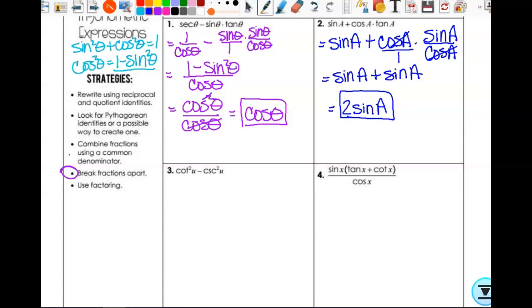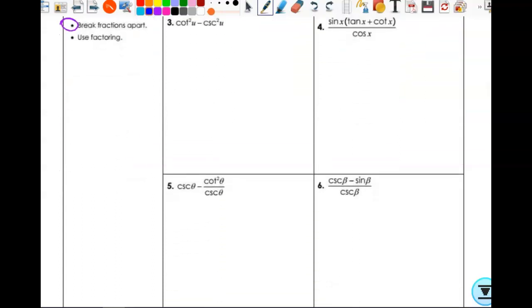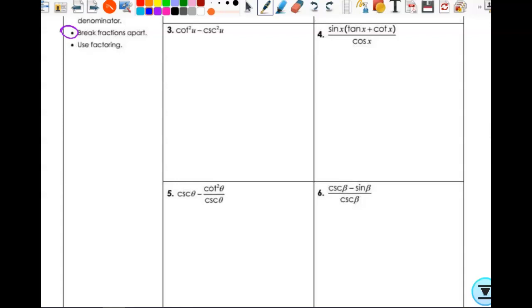All right, so on number 3, I have cotangent squared minus cosecant squared. So again, first thing I would look at is Pythagorean. Maybe I want to make those into quotients and reciprocals, but maybe not. I don't see how that would necessarily help me right now. Sometimes the Pythagorean stuff doesn't help you. But when you look at your chart, do you have something with at least a cotangent squared in it?